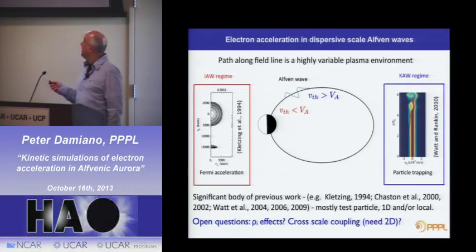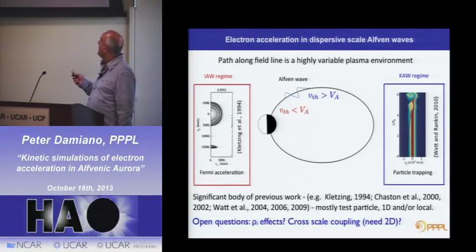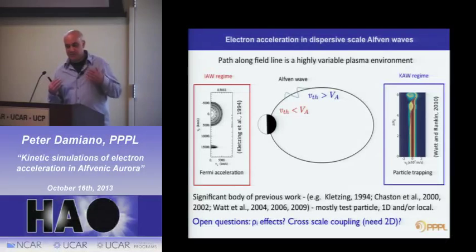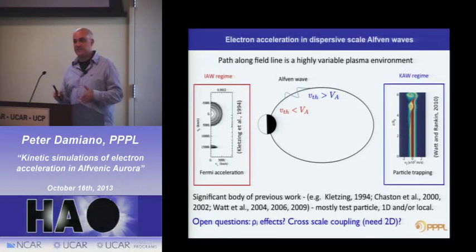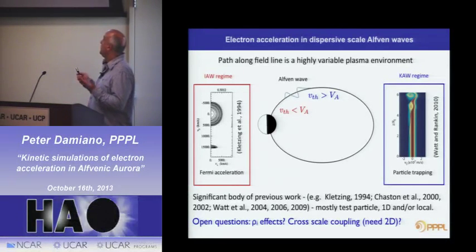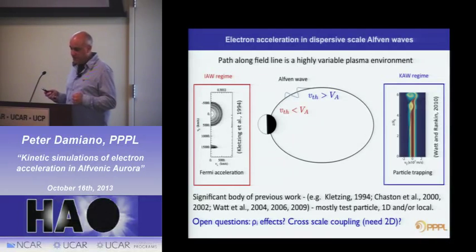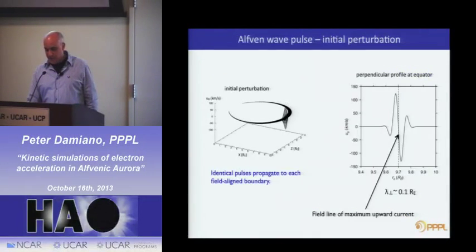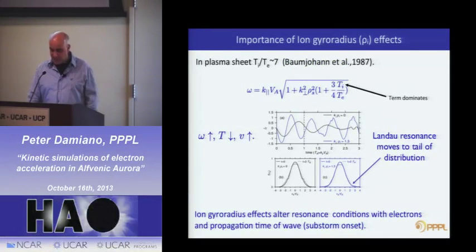That has relevance because in this region out here, it's the Landau damping that couples the energy from the wave to the particles, the electrons. By changing the characteristics of where that resonance is happening, you're changing how much energy is actually getting into the electrons. One possible result is that waves that are sourced here might propagate unimpeded more to the inertial regime and couple their energy there rather than here, if you include more realistic ion gyroradius effects. So it has implications for where and how the wave is coupling energy to the electrons.